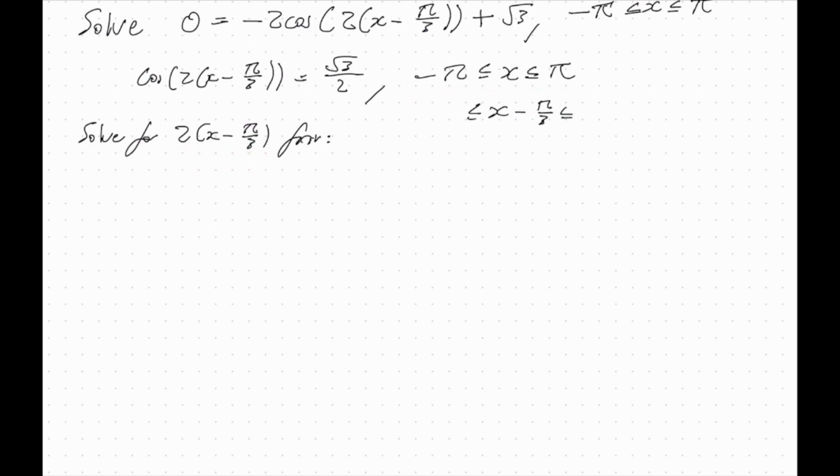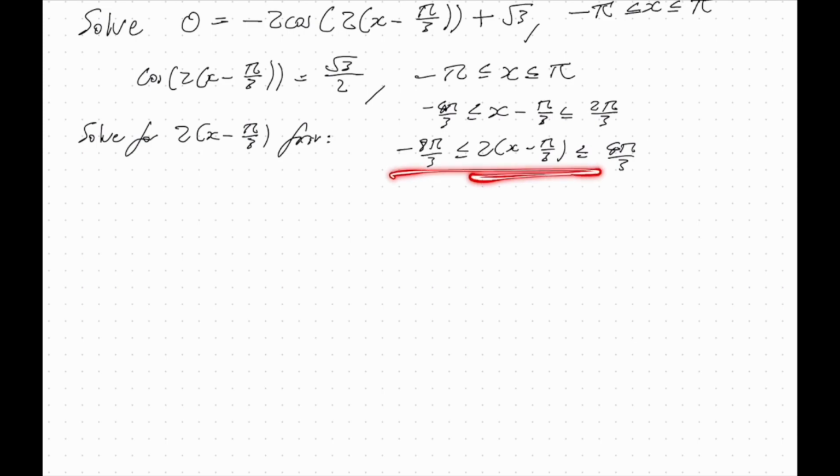So if x is from minus pi to pi, then x minus pi on 3 is from 2 pi on 3 to minus 4 pi on 3. And then 2x minus pi on 3 is going to be from 4 pi on 3 here and minus 8 pi on 3 here. And so this is the domain that we're going to solve for here. And later on we'll make the adjustments.